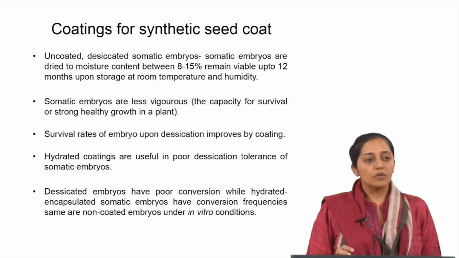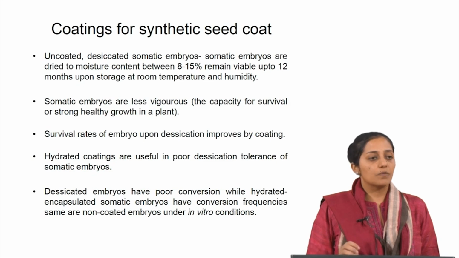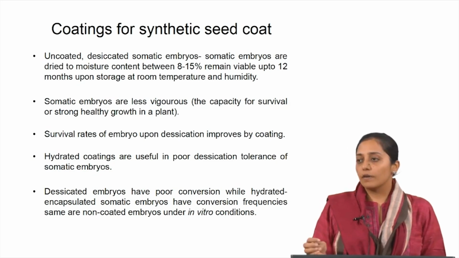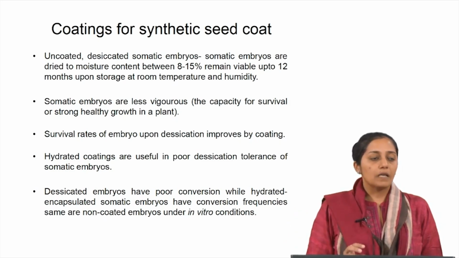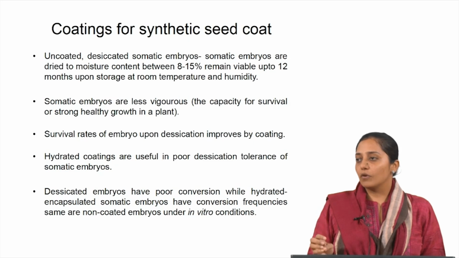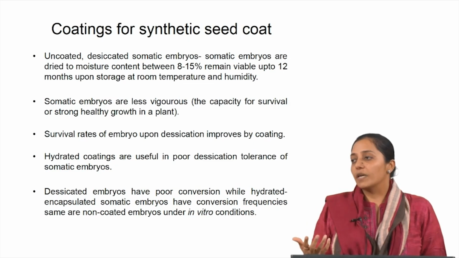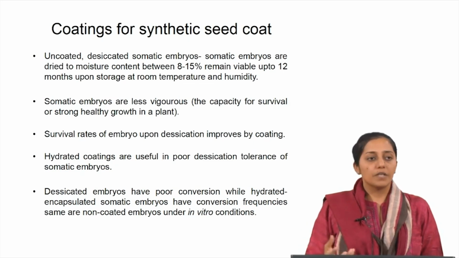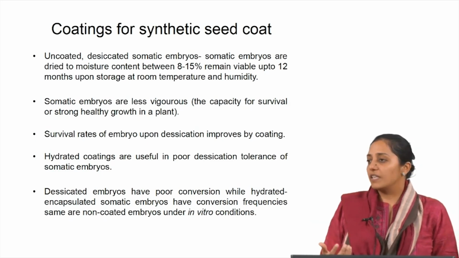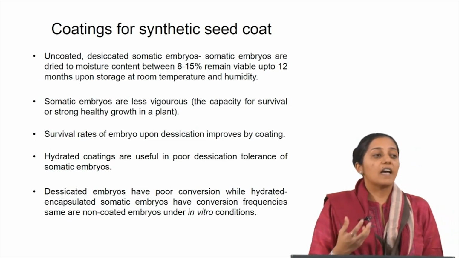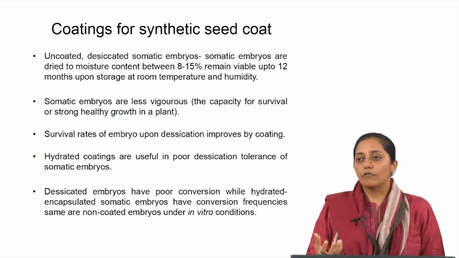Now, somatic embryos, in comparison to seeds, are less vigorous. Vigorousness means what? The capacity of survival or remaining healthy in order to regenerate into a new plantlet. The survival rate of the embryos also depends upon the desiccation tolerance, which means how tolerant that species is towards dehydration or loss of water. If a species or the somatic embryo is sensitive, then hydrated coatings are used. Hydrated coatings are generally made of hydrogels.